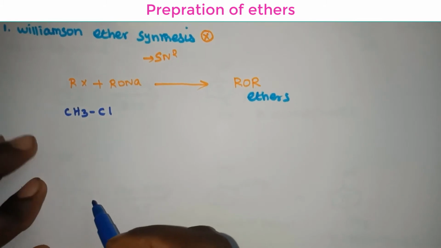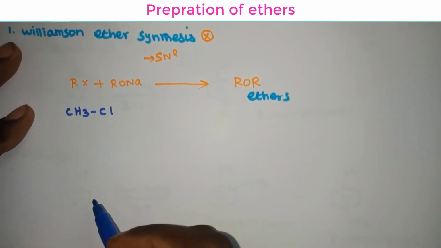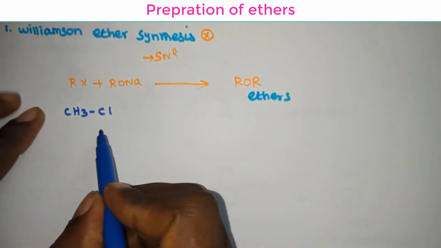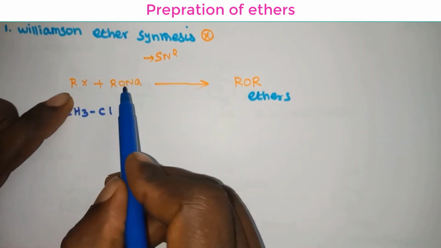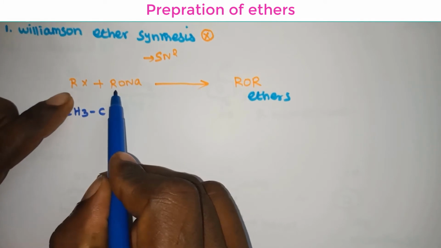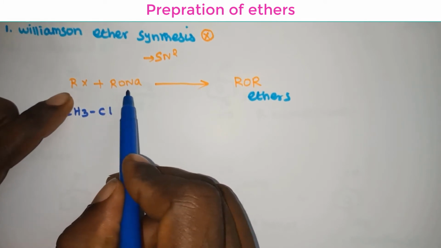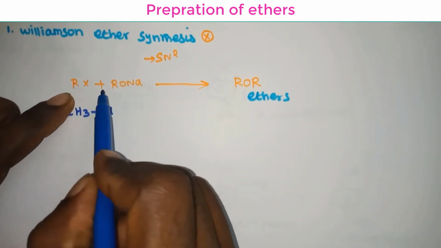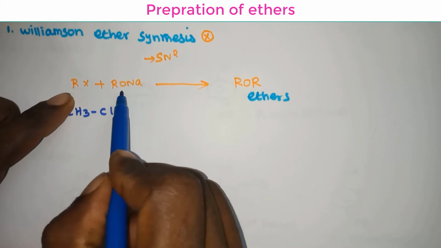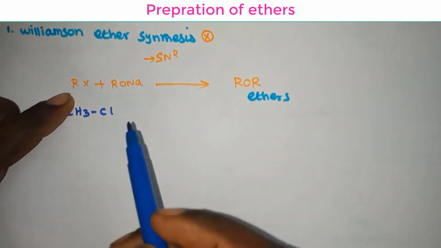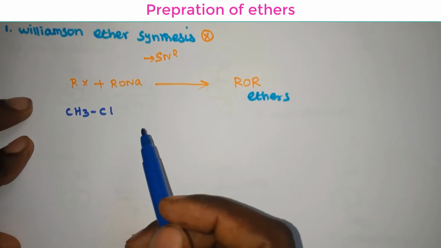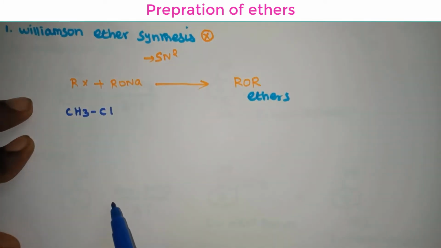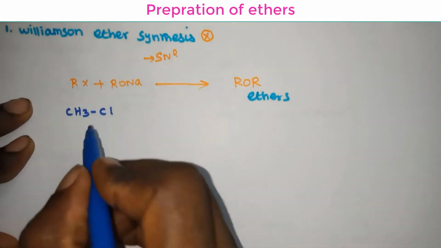Next one is the preparation of ethers. First method, Williamson ether synthesis. This is a very important question. This is an example of an SN2 reaction. When alkyl halide RX is heated with sodium alkoxide, ethers are formed. ROR is the general formula for ether. This reaction is called Williamson ether synthesis, an example of SN2, nucleophilic substitution reaction of order 2.